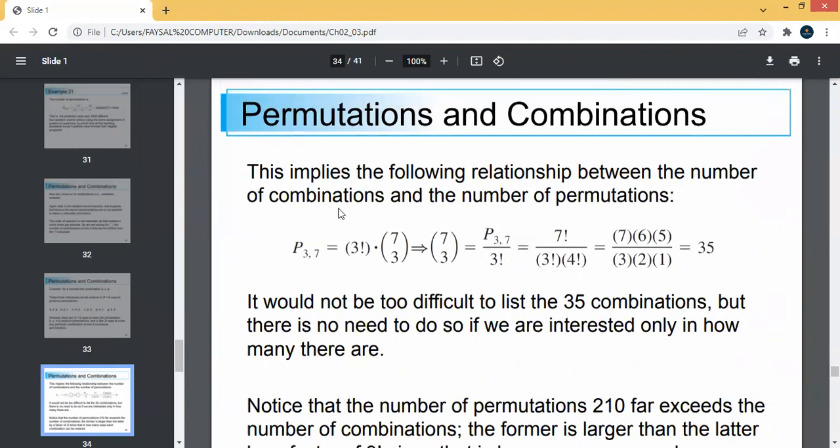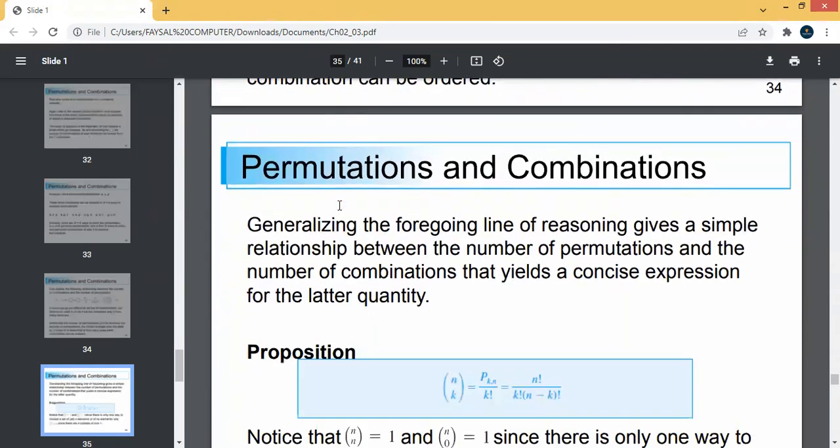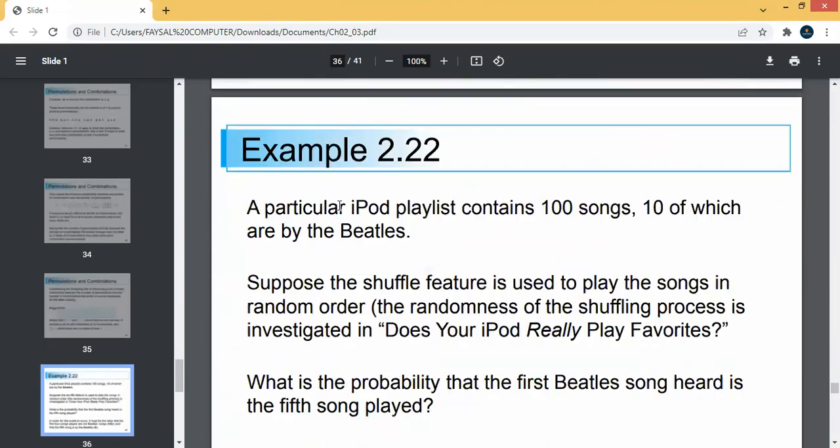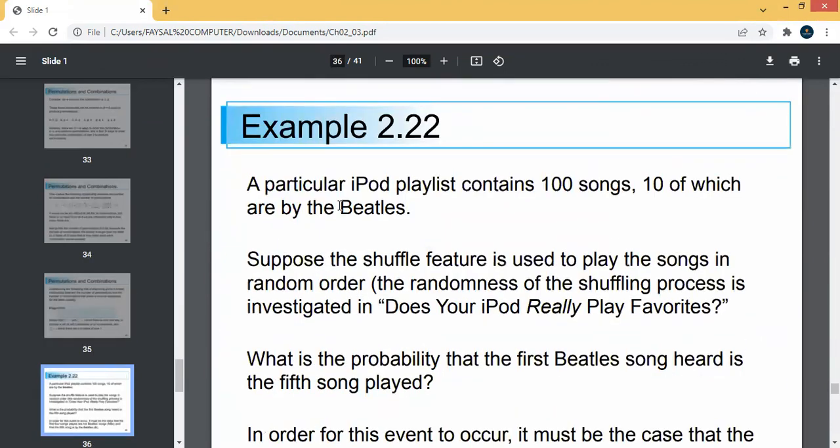Permutation and combinations. Move towards the next example, example 2.22. A particular iPod playlist consists of 100 songs, 10 of which are by the Beatles.